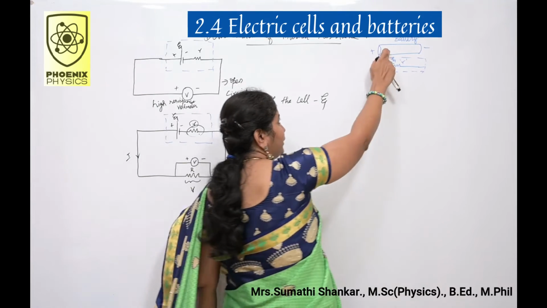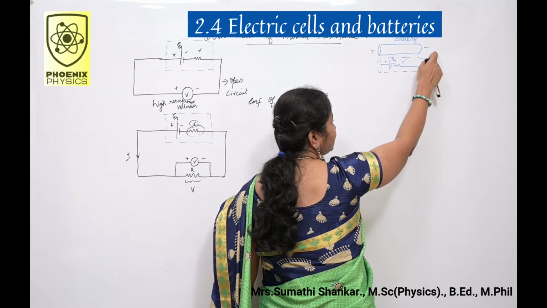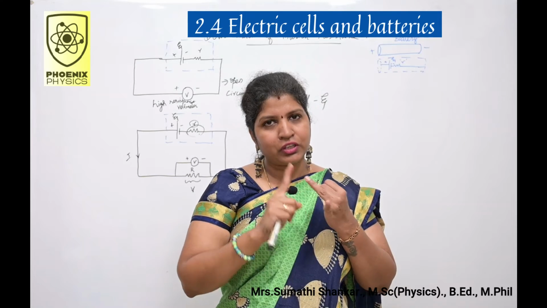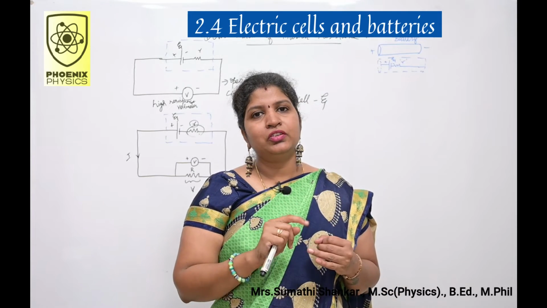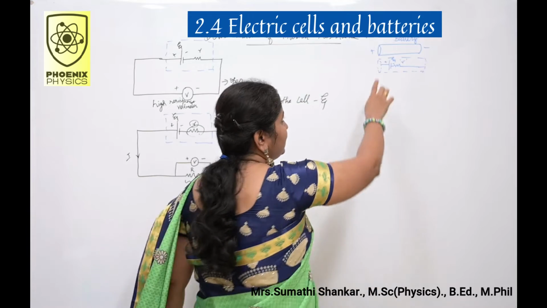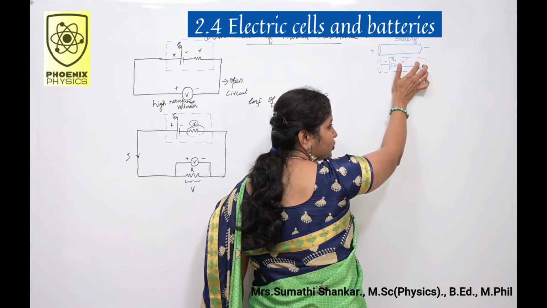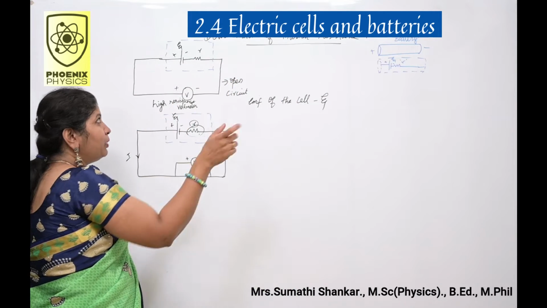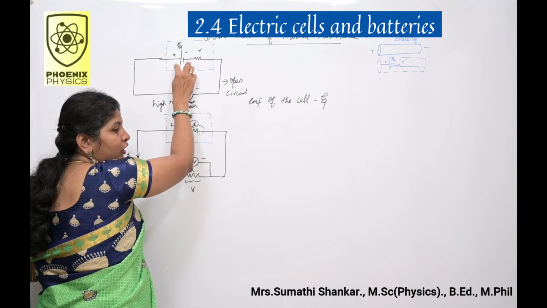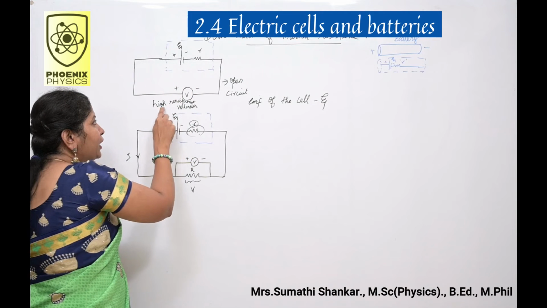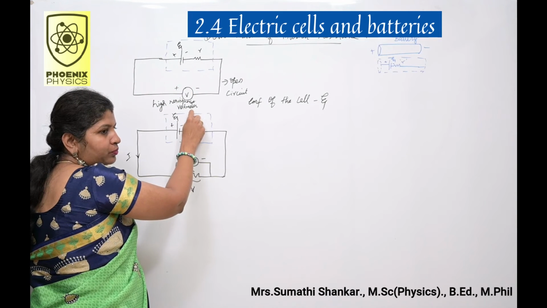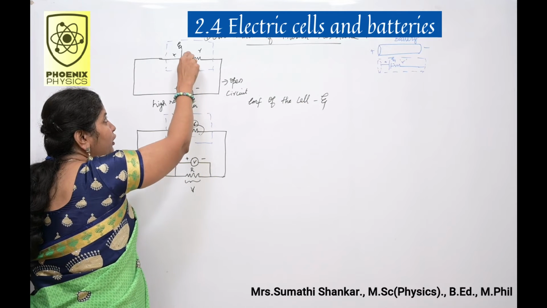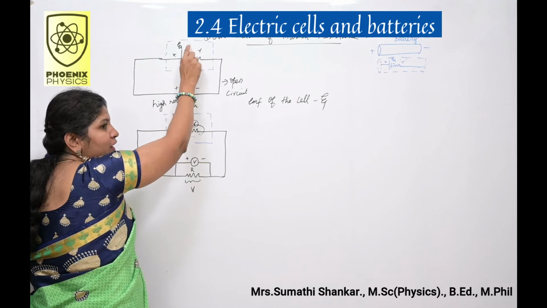Consider this as my battery. This is my positive terminal and this is my negative terminal. The battery contains EMF Xi and internal resistance r. So this is my battery. If you want to measure the EMF of the cell, you should connect a high resistance voltmeter. Now the voltmeter gives the value of the EMF of the cell, Xi.